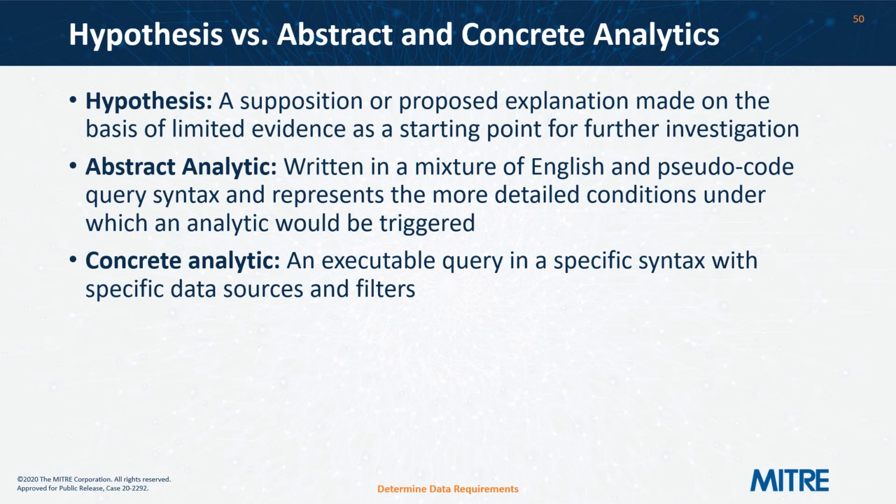Recall from step 2 our descriptions of a hypothesis and an abstract analytic. A hypothesis is a proposed explanation made on the basis of limited evidence as a starting point for investigation. It's written in an informal language and at a high level of abstraction. An abstract analytic tends to be more detailed in its description of when it should be triggered. Now we'll take a look at more concrete analytics. These are executable queries written in a formal syntax and with specific data sources.